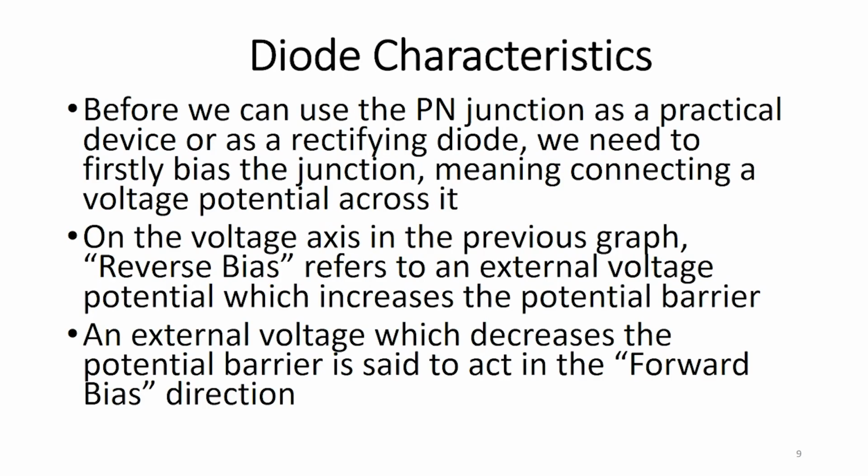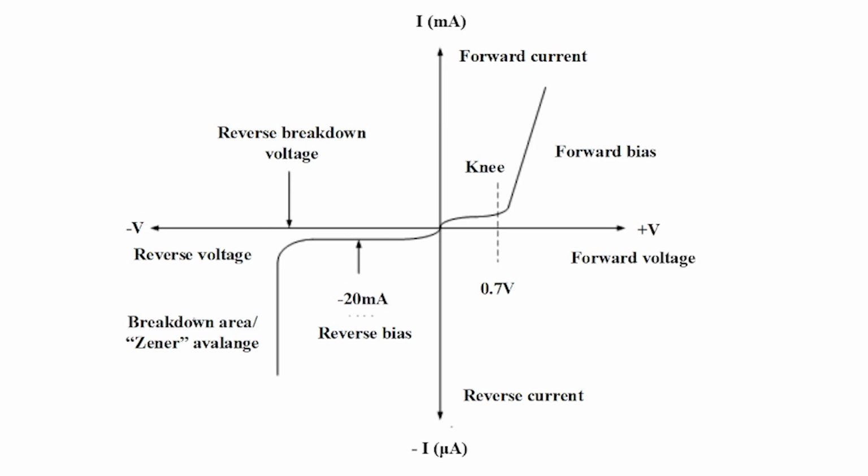Before we can use the p-n junction as a practical device or as a rectifying diode, we need to firstly bias the junction, meaning connecting a voltage potential across it. On the voltage axis in the previous graph, reverse bias refers to an external voltage potential which increases the potential barrier. An external voltage which decreases the potential barrier is said to act in the forward bias direction.